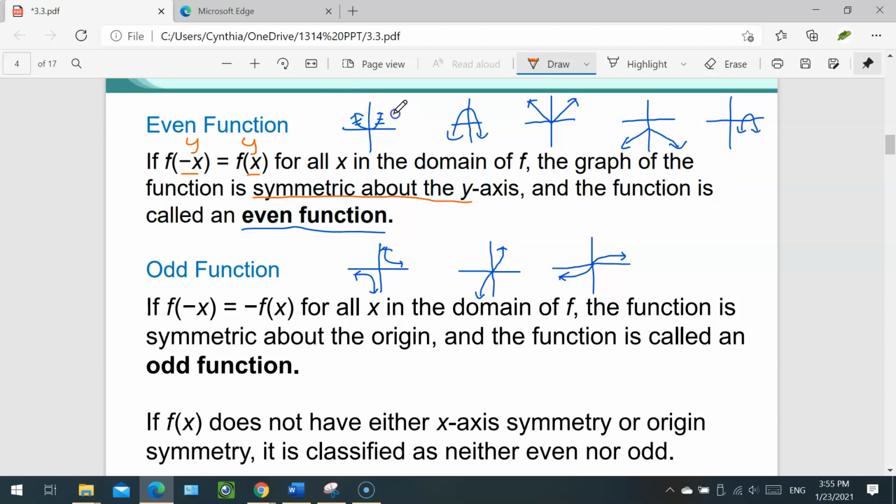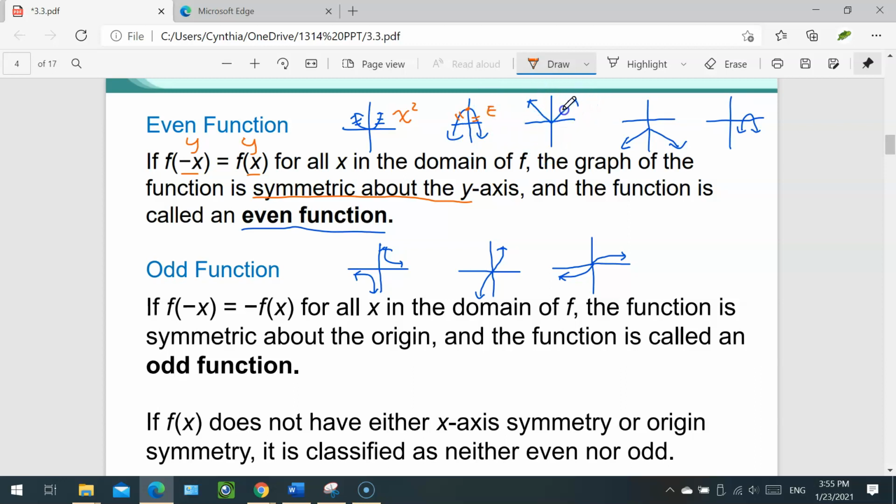For example, you have the parent function of the parabola, passing through 0, 0. This graph is symmetric about the y-axis, so this is an even function. When you have the downward-facing parabola, even though it doesn't pass through 0, 0, this graph still counts as an even function because the left-hand side half is equal to the right-hand side half. It's symmetric about the y-axis, so this is an even function as well.